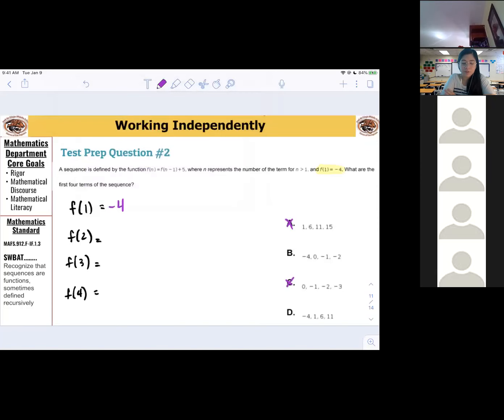Now I need to find f of 2. Now I have to go and look at my rule. What does my rule tell me to do? Add 5. Remember, f of n minus 1 simply means the previous number. Take the previous number and add 5. So if I'm looking for f of 2, I look at -4 and add 5. What would my next number be?